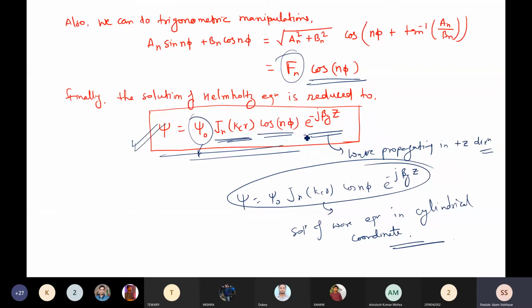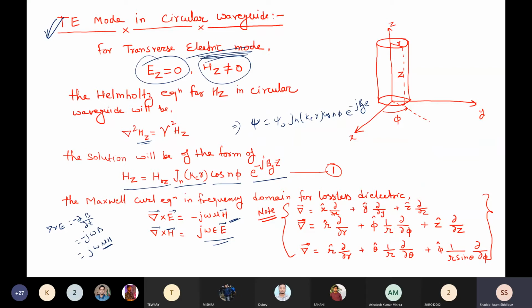Okay, and that wave is propagating in the z direction. So this is the solution of the wave equation in cylindrical coordinates. Now we can proceed with the TE mode in a circular waveguide, and we know it is transverse electric. So for the transverse electric, the Ez component is equal to 0. The electric field in the z direction should be equal to 0, and subsequently the magnetic field Hz will not be equal to 0. So what is transverse?